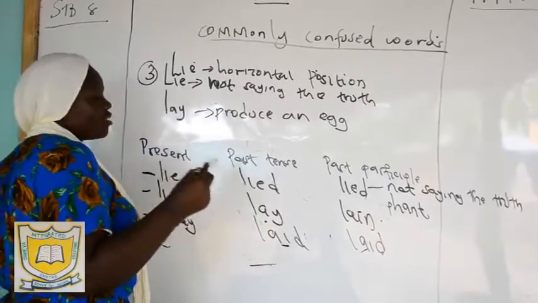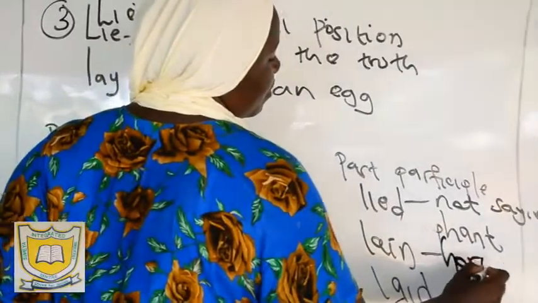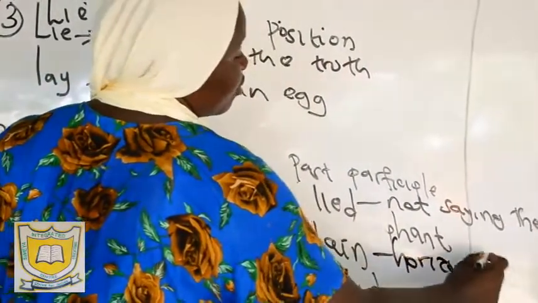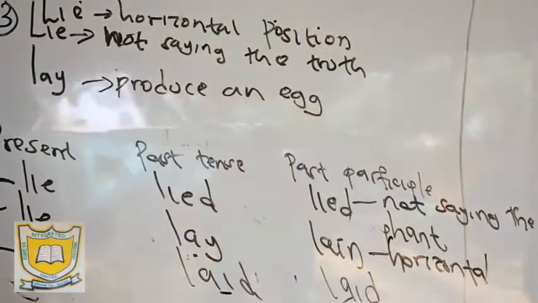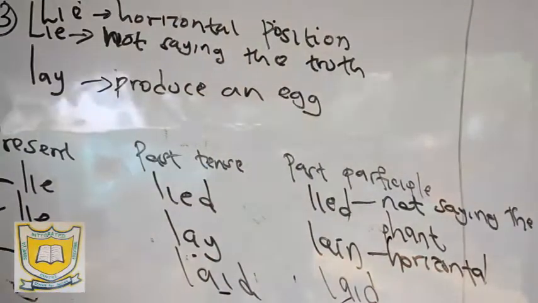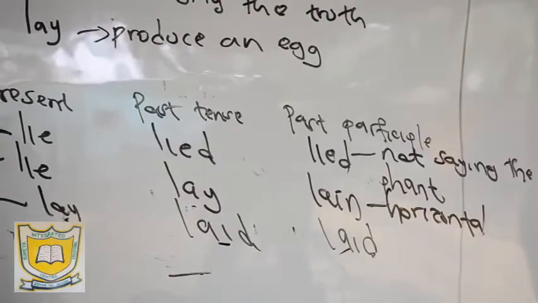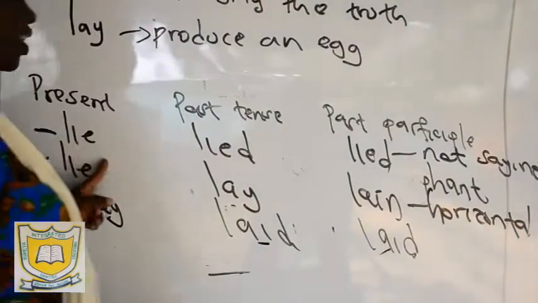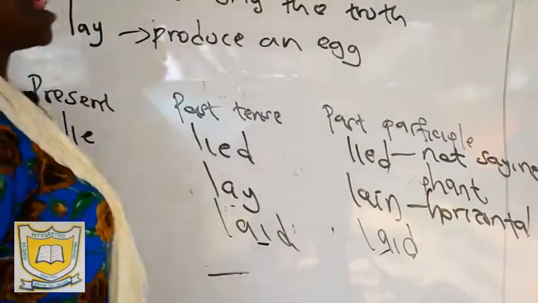Lie, horizontal position. If I say horizontal position, for example, the way teachers tell you to lie down so that they can maybe discipline you. So I say lie, past tense becomes lay, and then past participle becomes lain. Not saying the truth: lie, lied, and then lied.